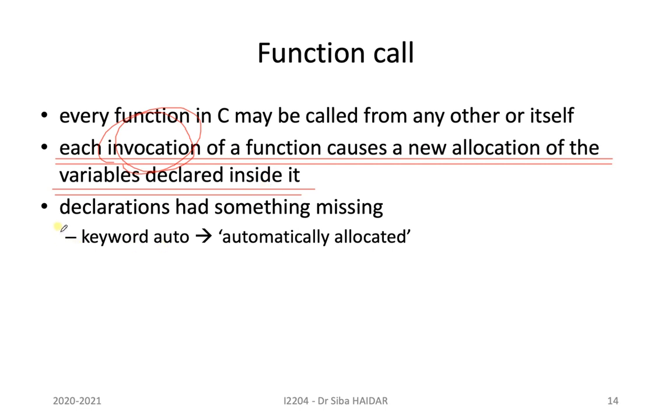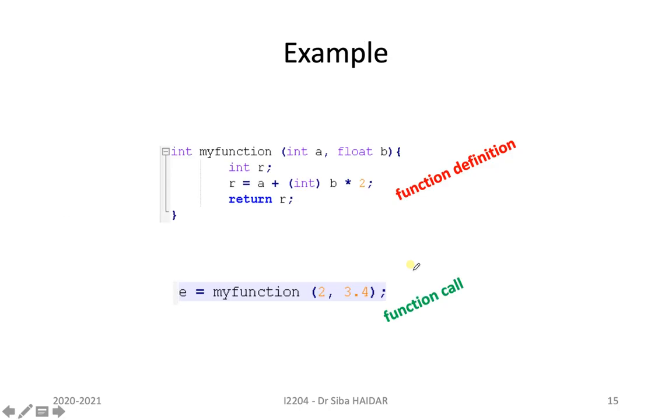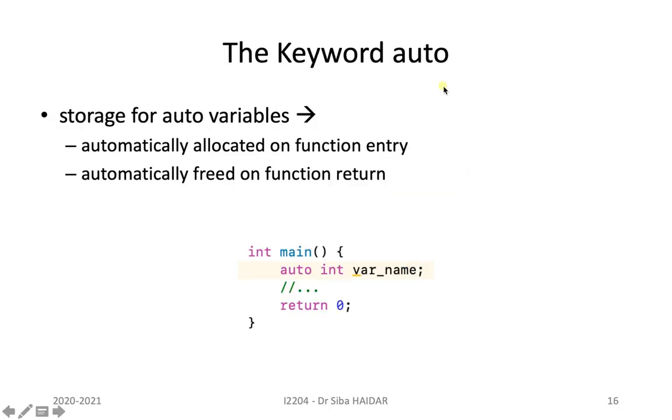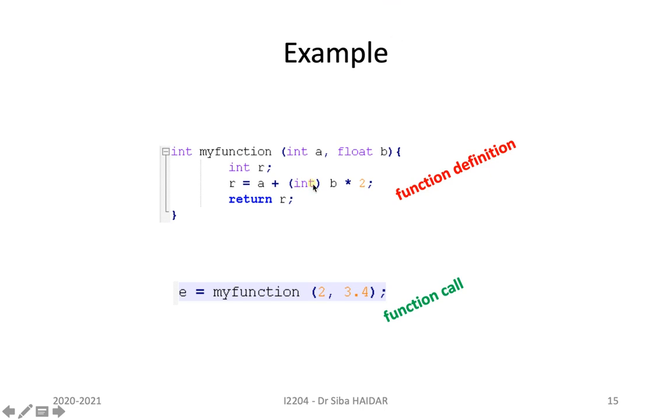So declarations had something missing. In fact, we are skipping the keyword auto. The keyword auto means the variable is automatically allocated. But let me recall first: this is an example of a function definition with curly braces, and this is an example of a function call. In the function call, you don't have the return type of the function, you don't have the declaration of the parameters, you have the arguments instead.